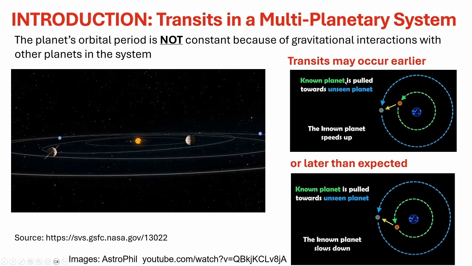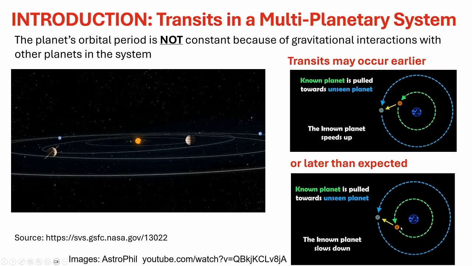Let's look at these figures. Let's look at the inner planet, which is orbiting. It's getting pulled towards the outer planet, meaning that the inner planet will be sped up a bit. And this means that the transit will occur earlier. The opposite can happen too.